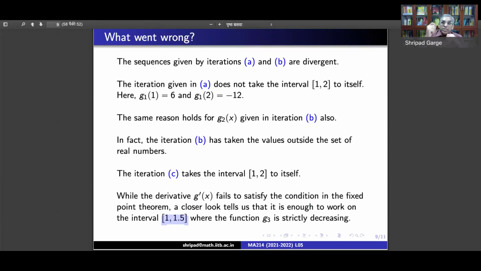So when you start from 1.5, you will come down by some value, then you will come down, then you will come down, and so on. So it's a decreasing function, and since it is also bounded, you are bound to have a convergent sequence. So those are the nice things that we had.